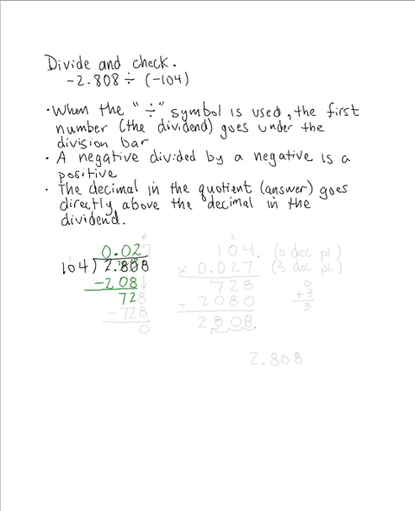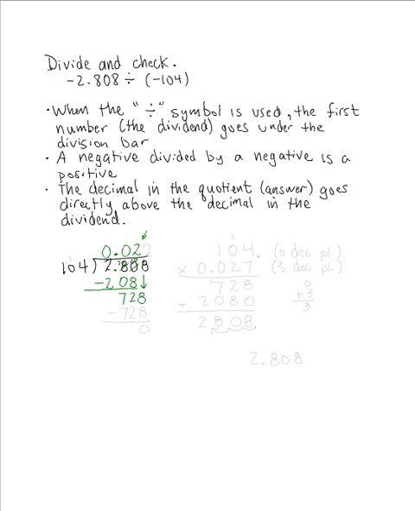I'm left with 72. Now at this point, we want to make sure that our remainder is less than our divisor. 72 is less than 104, so we know we've chosen the correct number. 2 was the right number. But we're not done with our problem. We still have a 72, and that's not 0, so we have to keep going. The next step is to bring down this 8. When we do, now we're trying to find out how many times 104 goes into 728.